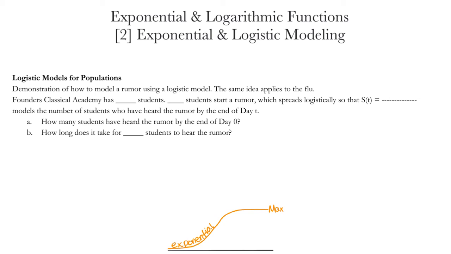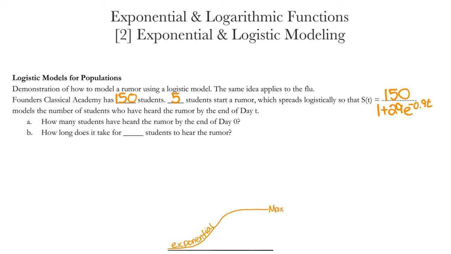Let's say Founders Classical Academy has 150 high school students. 5 students start a rumor, which spreads logistically so that S of t is equal to 150 divided by 1 plus 29 e to the negative 0.9t. I'm giving you that function S of t, S for spreading a rumor, and it models the number of students who have heard the rumor by the end of day t.